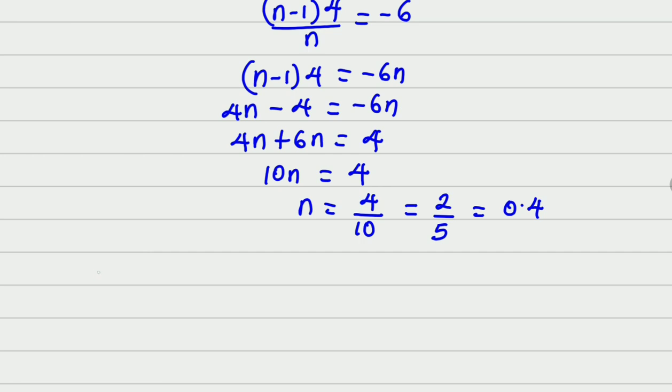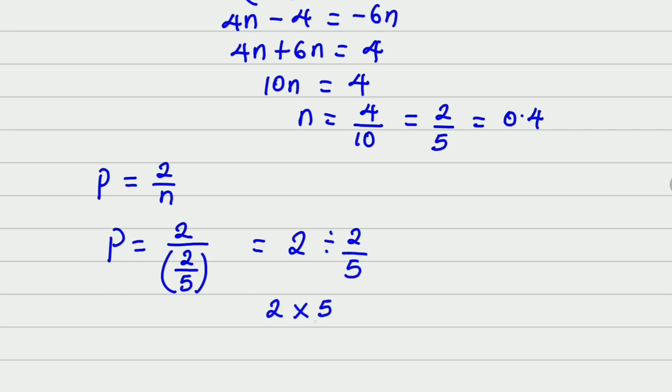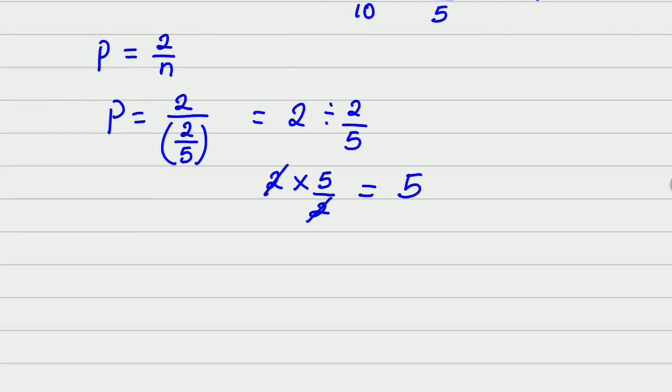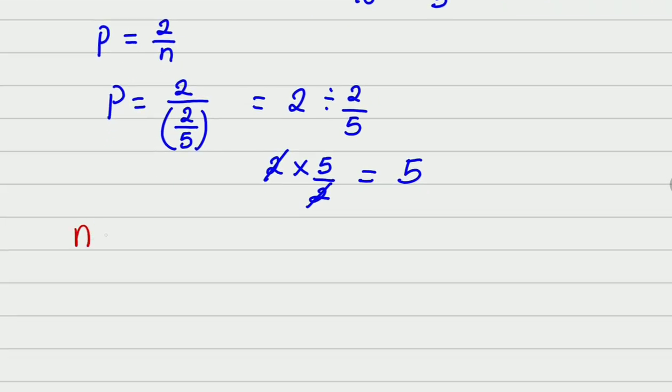But recall that we said p is equal to 2 over n. So p is now going to be 2 over 2 over 5. This is 2 divided by 2 over 5, which is 2 times 5 over 2. So this cancels out, and my p is 5. So in conclusion, I'm going to have my n as 2 over 5, then my p is equal to 5.